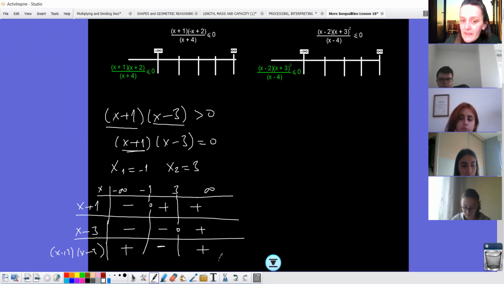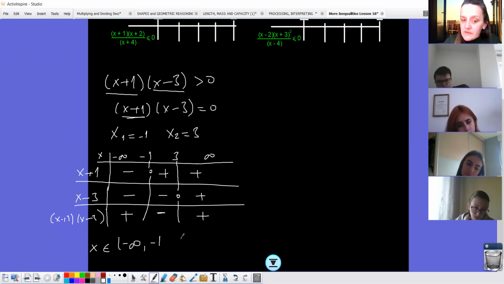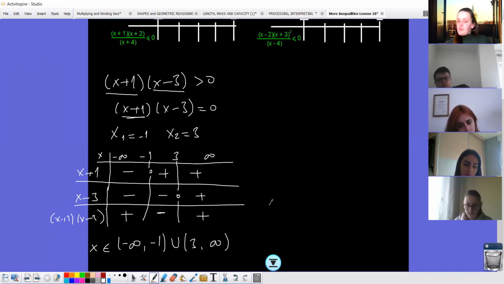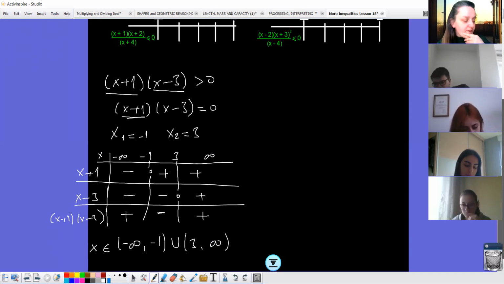Now what are we looking for? We are looking for the positive ones, greater than 0. Then the solution will be from minus infinity till -1, open, union from 3 till plus infinity. So we are solving this one. When you have it like this, you can write the sign chart separately.